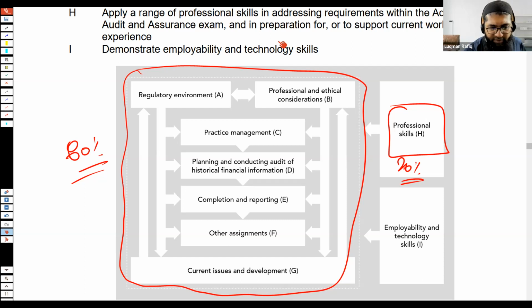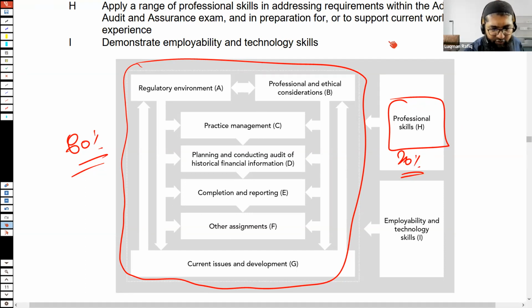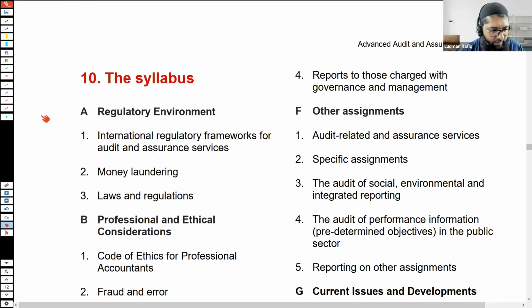Okay, now let me just give you a bit of guidance about each one of these areas, what exactly each one of these areas is, so that we could actually start discussing it. First of all, let's see what this regulatory environment area is, what this syllabus area is, so that we could have an understanding.